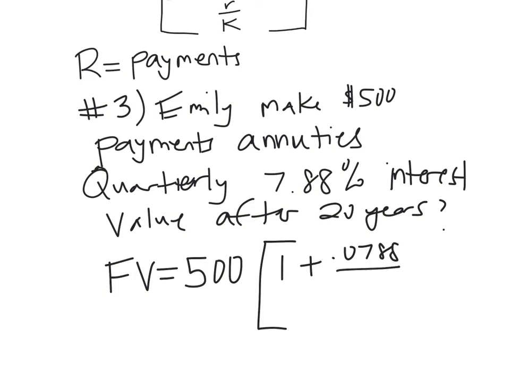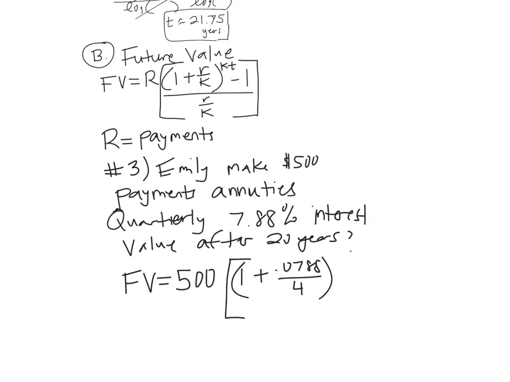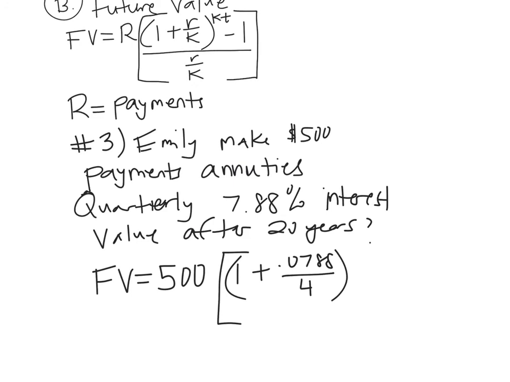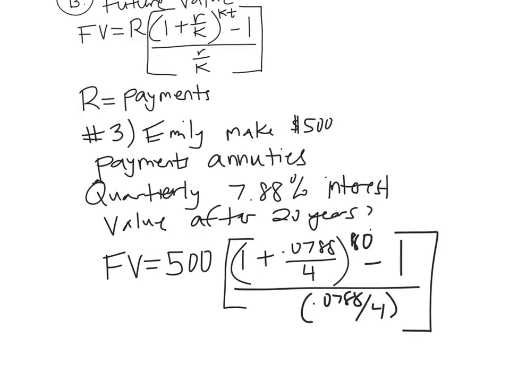0.0788 divided by K. What's K? 4. Good. All of that is raised to the, and you can do this right away if you want to, K times T. Do you know what that would be? 4 times 20. Yeah. So 80, to the 80th power, minus 1. All of that is over 0.0788 over 4. We've got to punch all this into our calculator.